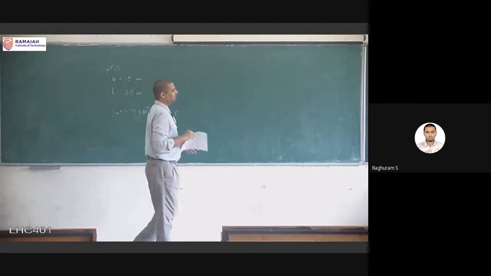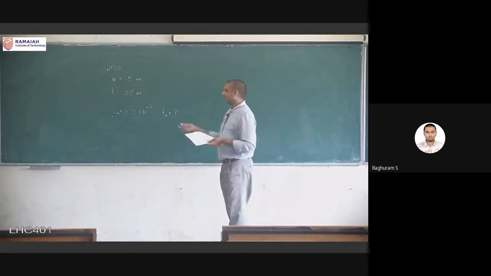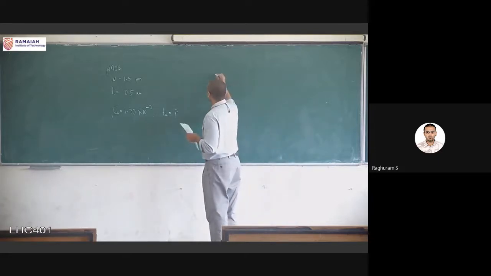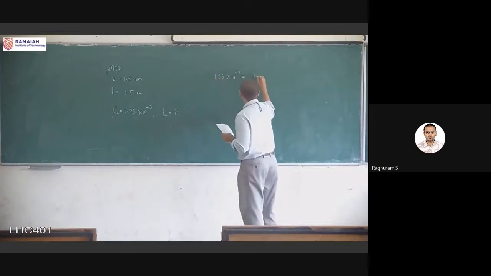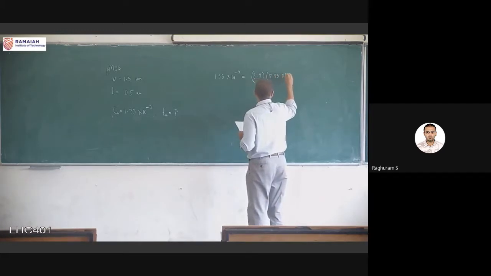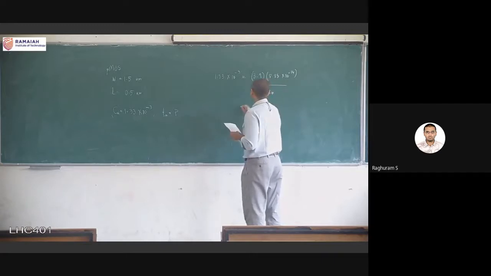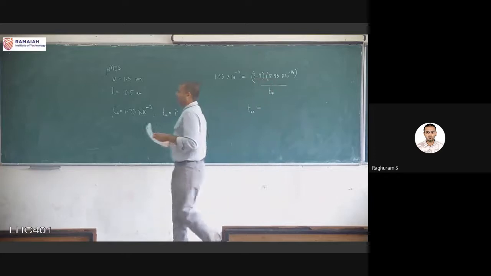There are other things, but we will look at this part first. And it's very easy. They're just asking you the oxide thickness. So if we calculate that, 1.33 into 10 power minus 3 equal to, T oxide equal to, just rearrange that. Let's see what we get.